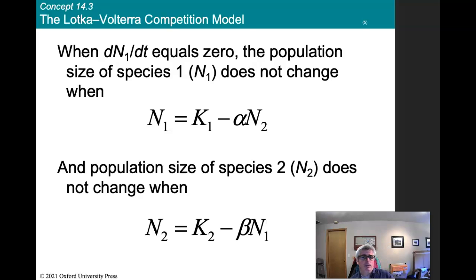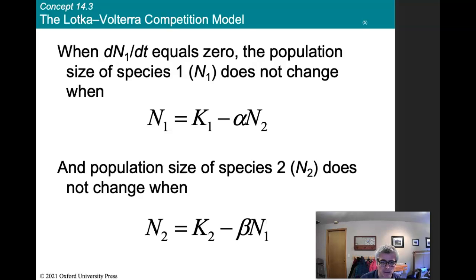So now we can say that when the change in population over time is 0, the population of species 1 does not change when the population equals the carrying capacity minus the competition coefficient times the population of species 2. And the population size of species 2 does not change when the population of species 2 equals the carrying capacity for that species minus the competition coefficient times the population of 1.